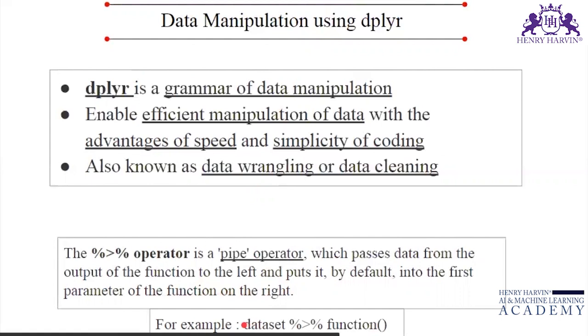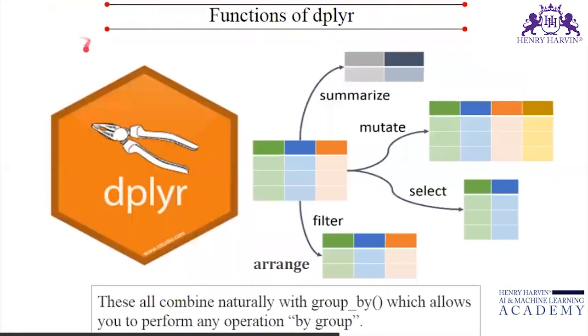So if, for example, we are taking a data set and we are giving a piping operator, the function provided here will be operated using the data set and the subset we have created using the function on the right. The functions in dplyr are summarize, mutate, select, filter, and arrange. These all combine naturally with the group_by function, which allows you to perform any operations by groups. So you can always summarize or select or filter your data using a group or conditions using the dplyr package.